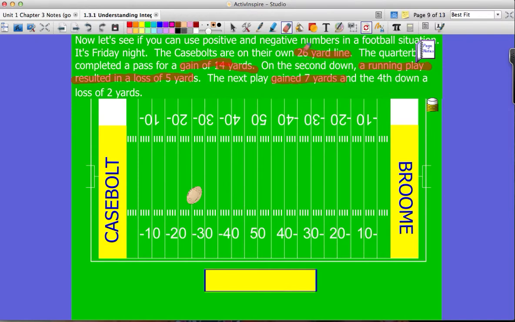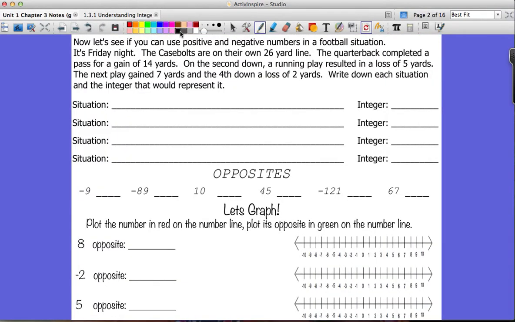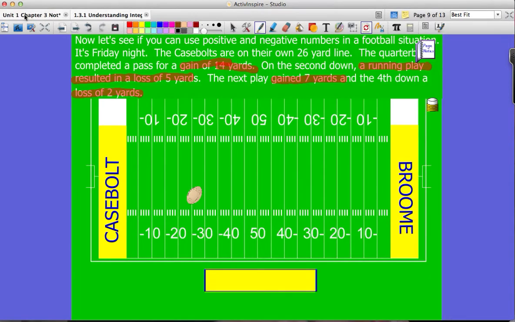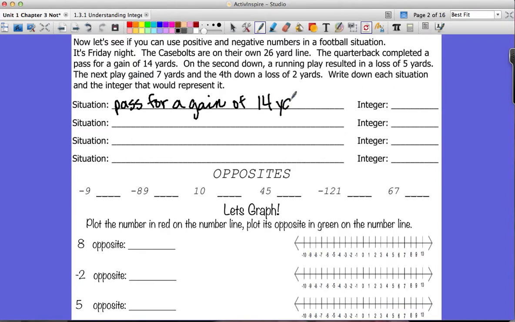Okay. Now, we don't have to consider this as one of our situations. That just tells us where we started. So we can use this last situation. We had a loss of 2 yards for our 4th situation. So down here, and you can get as specific as you want, you can say that there was a pass for a gain of 14 yards. So in this case, the integer would just be 14, but we still need to have a label, so 14 yards.